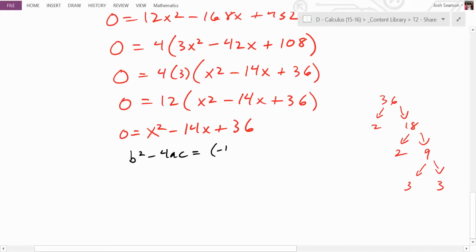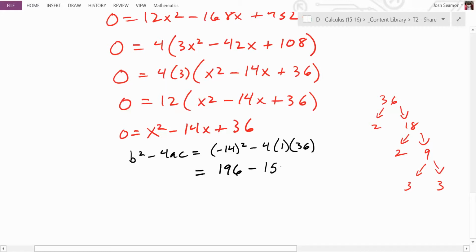Negative 14 squared minus 4 times 1 times 36. So what's that going to come out to be? What's 14 squared? 196? Yep. So we have 196 minus 4 times 36, which is 120 plus 36, which is what?